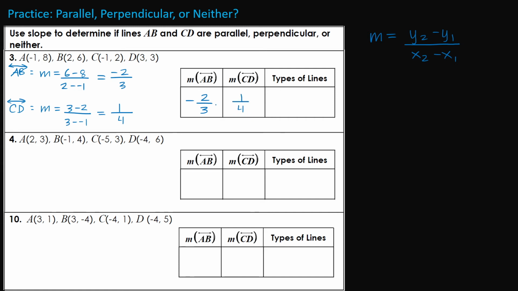Now these numbers aren't the same, and they're also not opposite reciprocals of each other. So we're going to say that these lines are neither. They are neither parallel nor perpendicular.